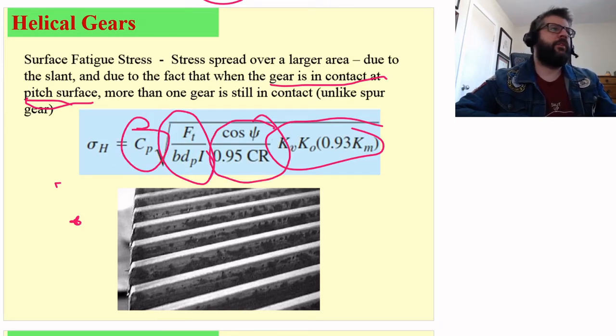The factor that we throw in here is our helix angle, cosine of the helix angle, and the contact ratio.